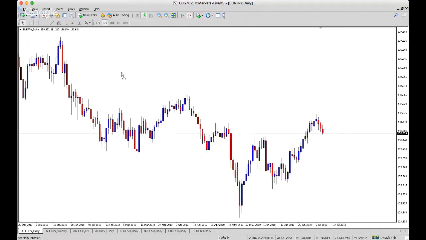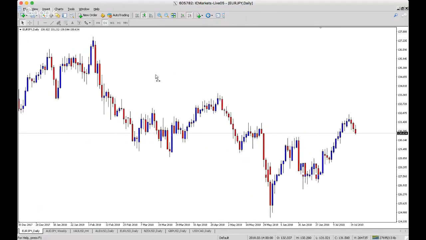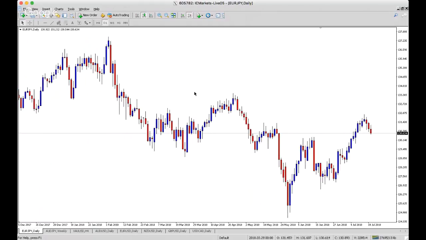From Euro Yen based on the daily chart, later I will show you the whole picture. We see from here, very obvious, right? The general trend is still down, towards the downside. You can see the lower highs. Let me take it from the starting point.